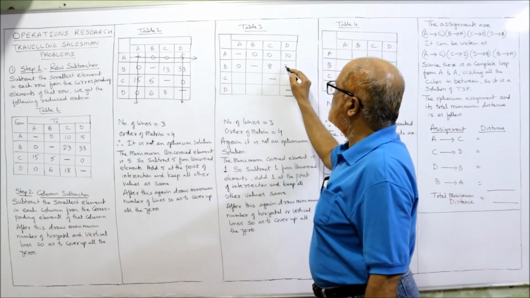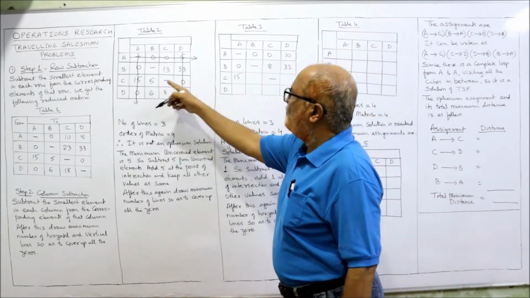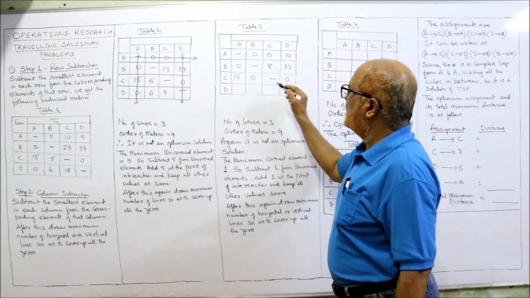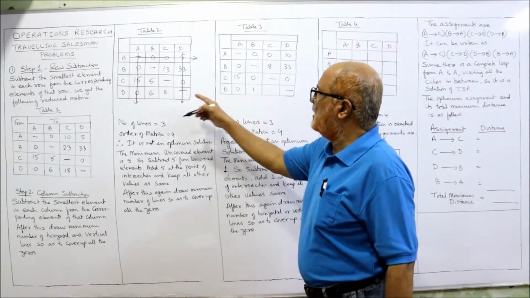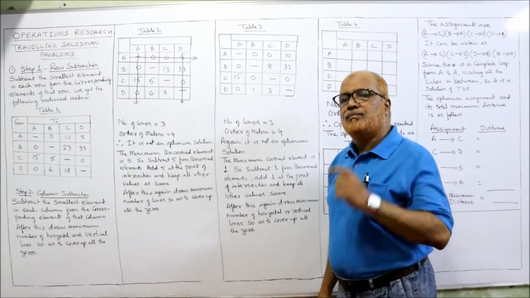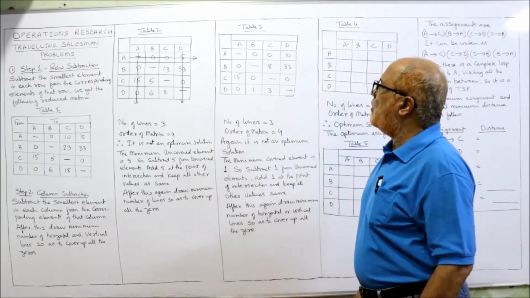33 is covered, same value. Here 15 is covered, same value. 5 minus 5, 0. Then 0 is covered. Here 0 is covered. 6 minus 5, 1. 8 minus 5 is 3. That's all. Now again draw the minimum number of lines so as to cover up all the zeros.